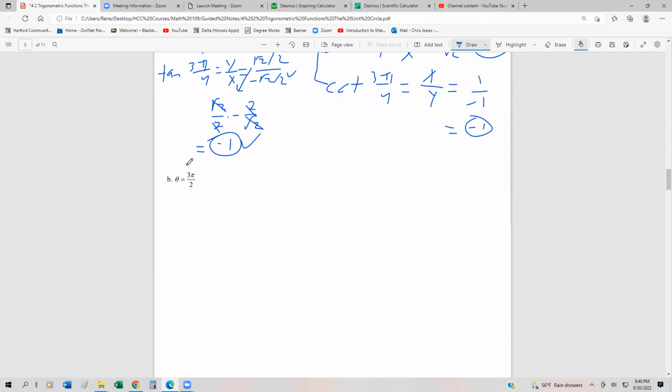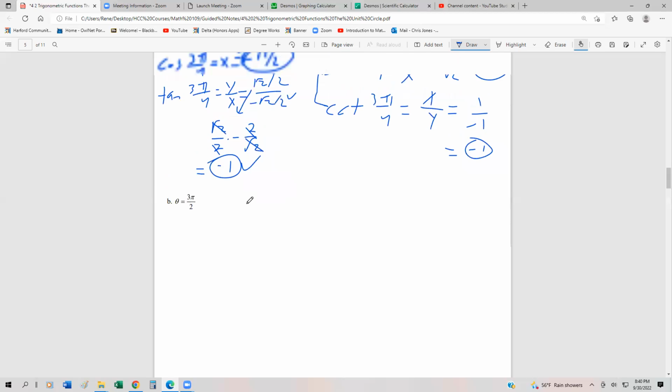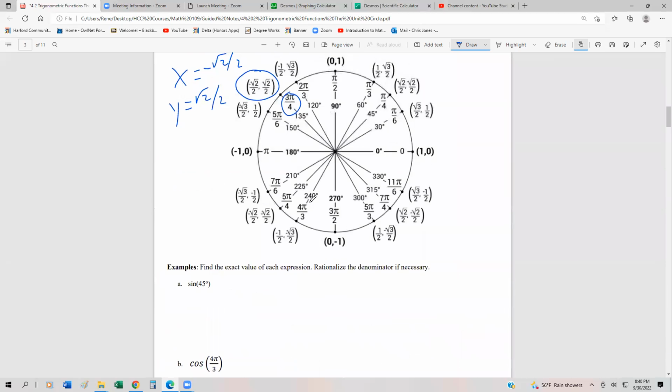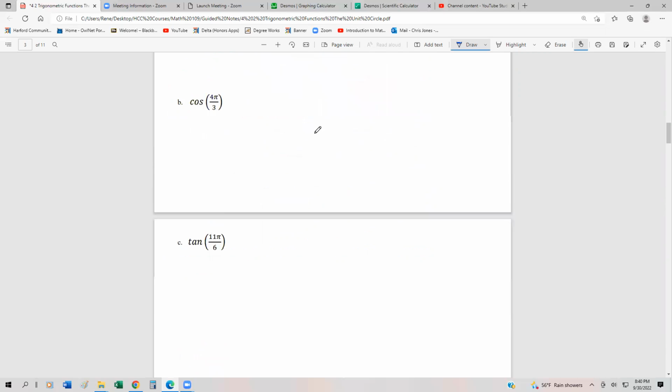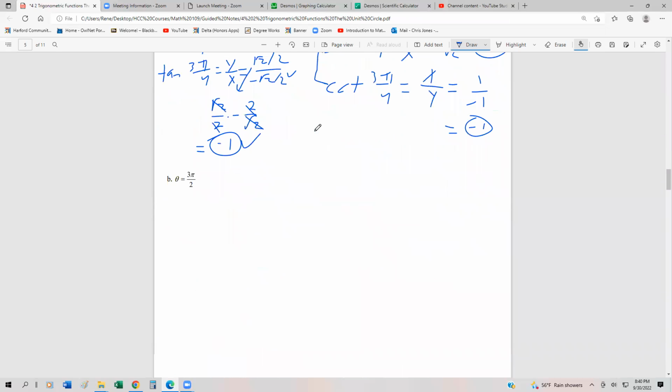A second example, theta equals 3 pi over 2. All right. So let's go back up to our unit circle. We find 3 pi over 2 right here. And so this one's going to be really easy because the x coordinate is 0, the y coordinate is negative 1. So using that, the sine of 3 pi over 2 is going to be negative 1, which is the y coordinate. All right. The x coordinate is 0, so the cosine at 3 pi over 2 is going to be 0 because it's the x coordinate.